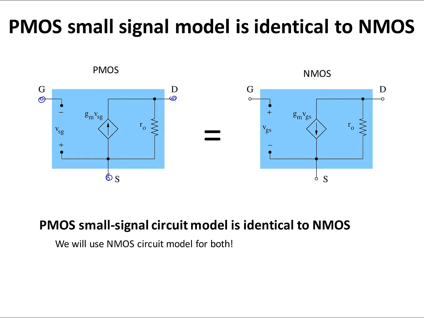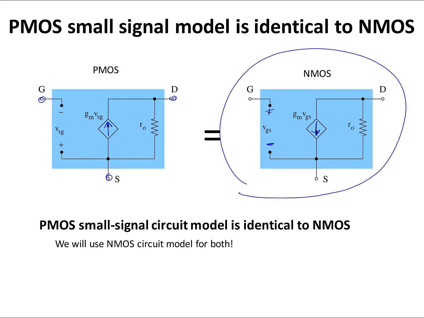And in a PMOS transistor, the drain current that is proportional to VSG flows from source to drain. So the direction of the arrow points from source to drain, but this current is proportional to VSG. So if I label the voltage between gate and source as VGS, just like what we had for an NMOS transistor, the direction of the current source is going to point from drain to source, and this current is going to be proportional to VGS.